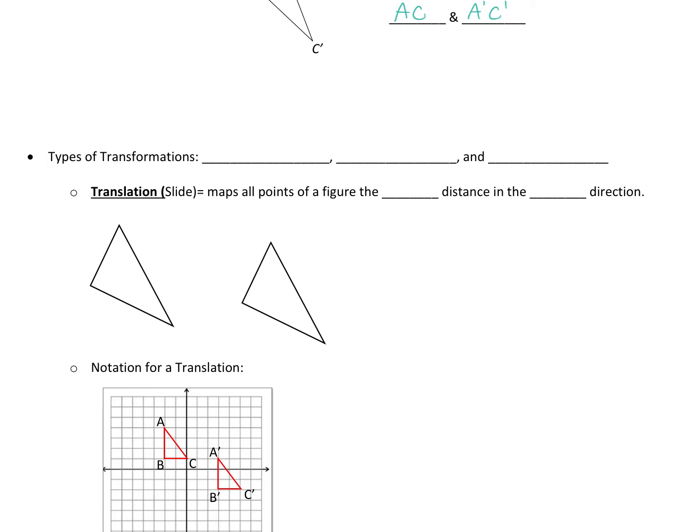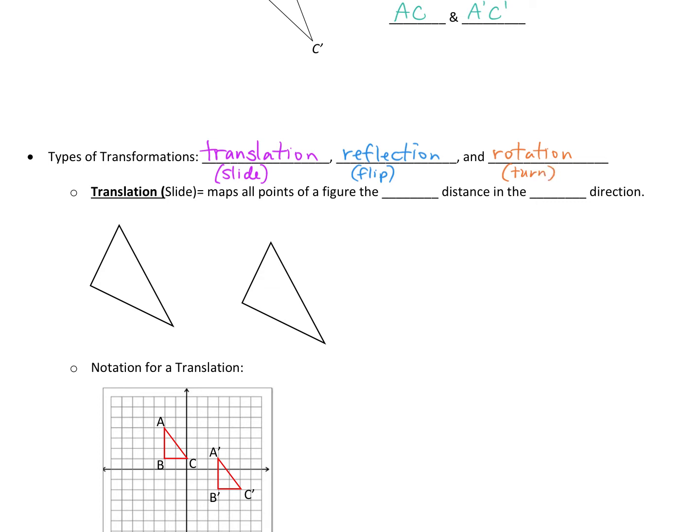So with this second part, we already kind of talked about this. The types of transformations that we will do. We said you translate, you reflect, you rotate. So the names of those are a translation. That was the slide, right? It just slid to a new spot. There's a reflection. What was the word we used for that? A flip. Okay. And a rotation. And that one was the turn.